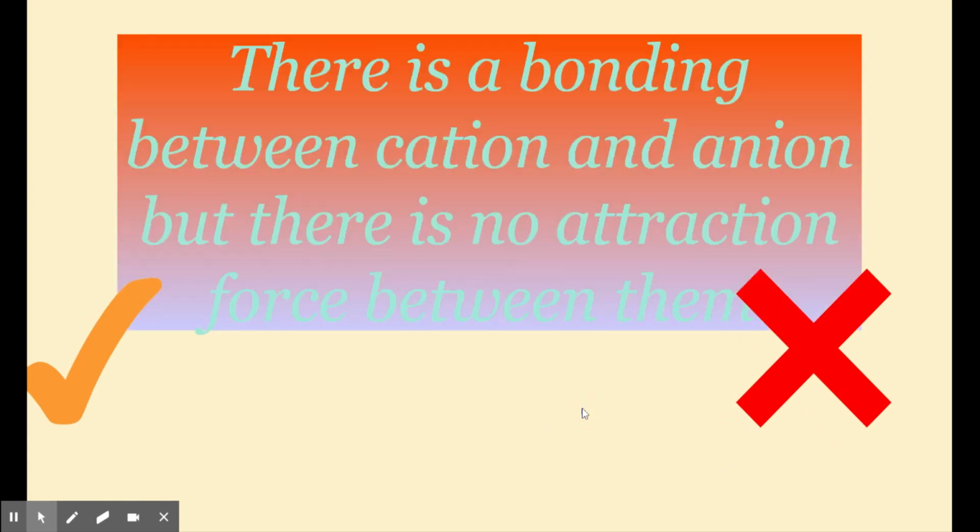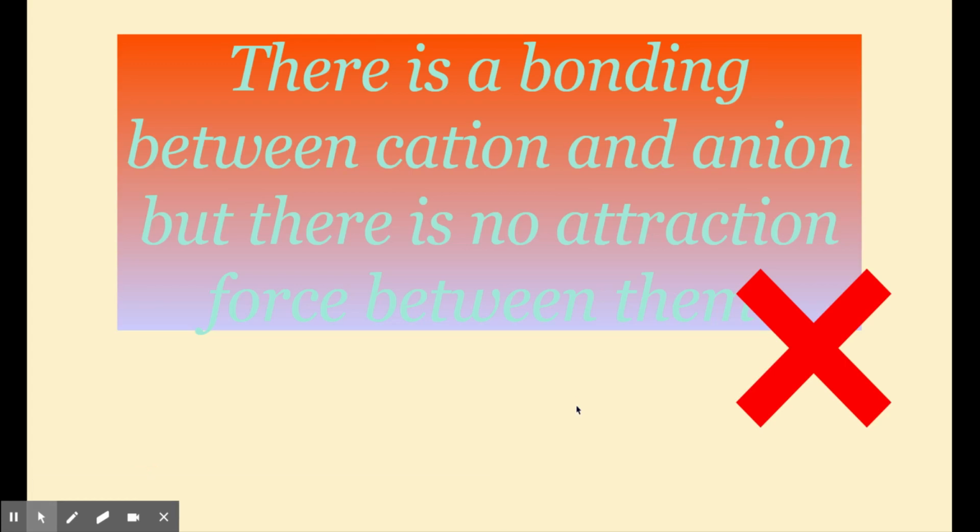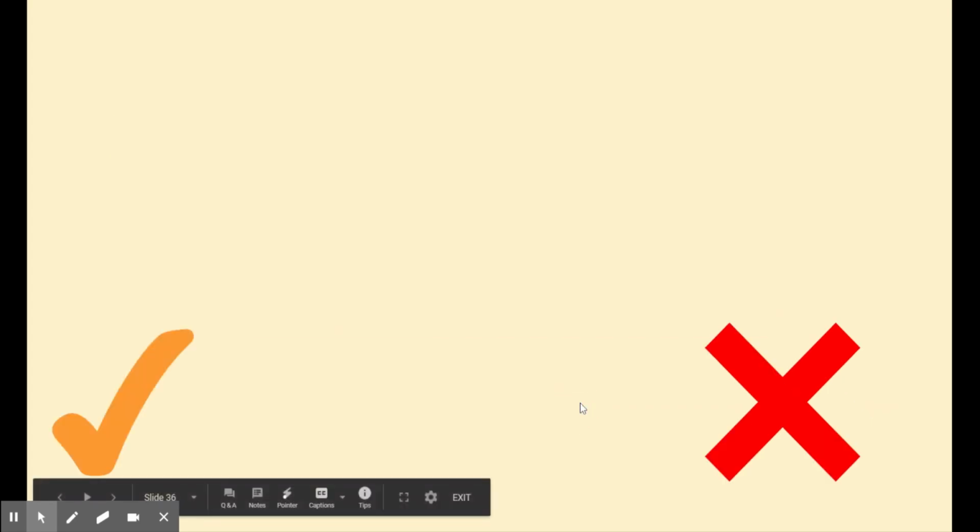There is bonding between cations and anions, but there's no attraction force between them. Is this statement correct? Well, definitely this statement is wrong, because ionic bond itself is an attraction force. So we cannot say if we have an ionic bond, there will be no other attraction. No. Okay, so this is the idea.